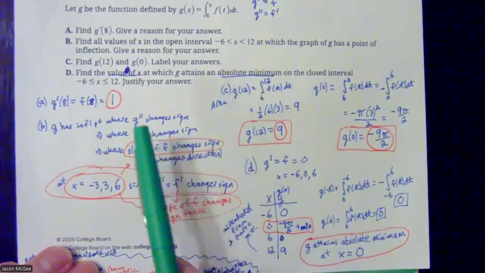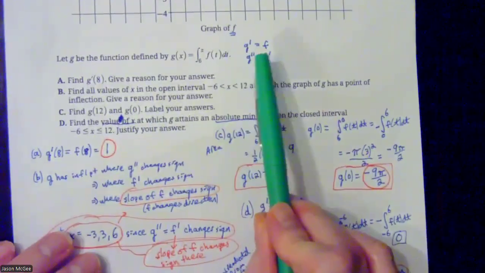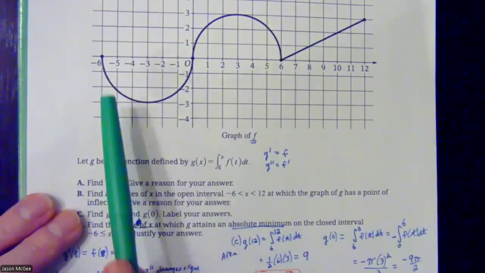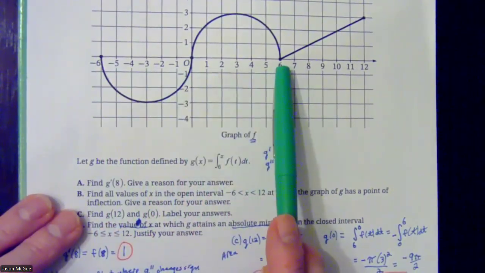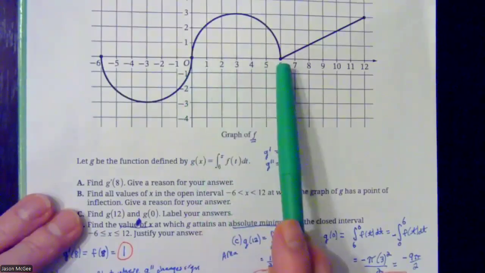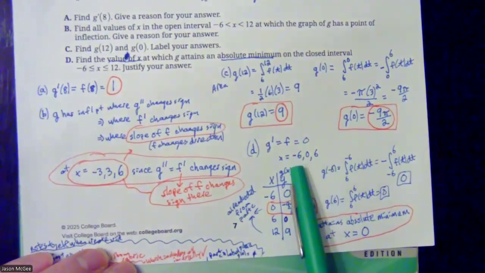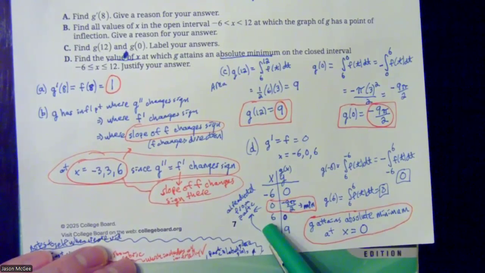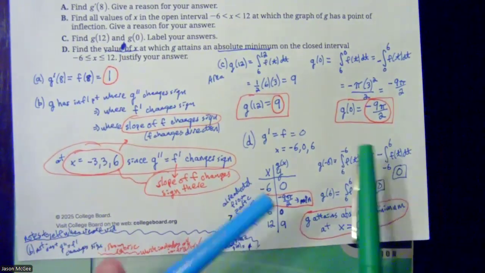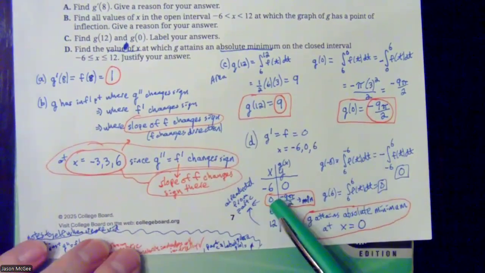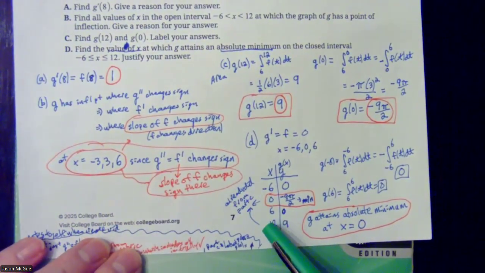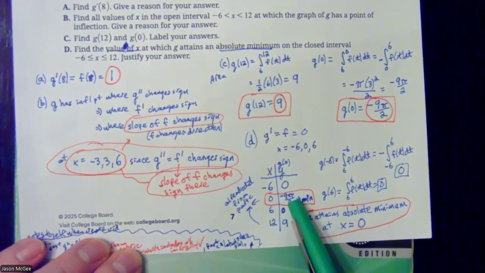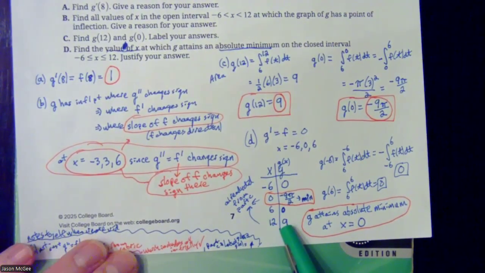The critical numbers are where g prime, which is the same thing as f, is equal to 0. That's at negative 6, 0, and positive 6 right there. Negative 6 we're already checking, and 0 and 6 we're including as our critical numbers. The nice thing is the 12 and the 0, this one and this one where I have these arrows, we already found from part C. I already know that's negative 9 pi over 2, and I already know that's 9.